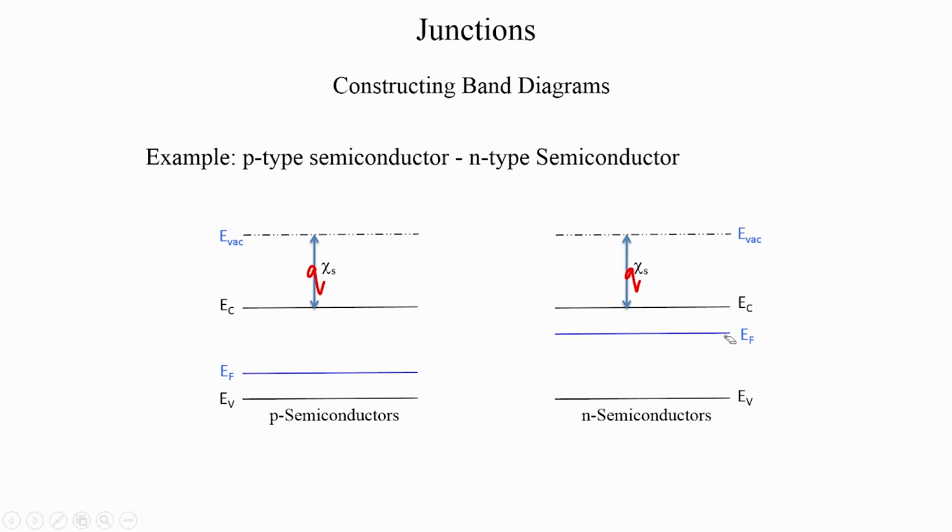And now we try to create a junction. So, let us try to think about what will happen before we actually see the next figure. The first thing is the Fermi levels will align. So, let us align the Fermi levels.